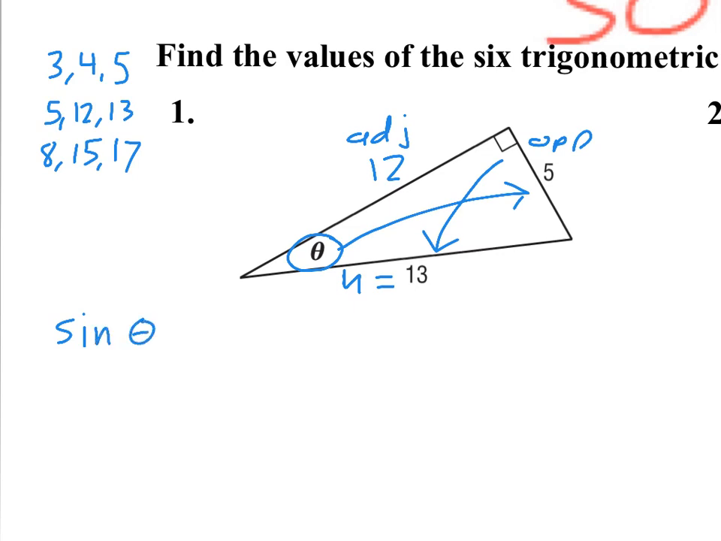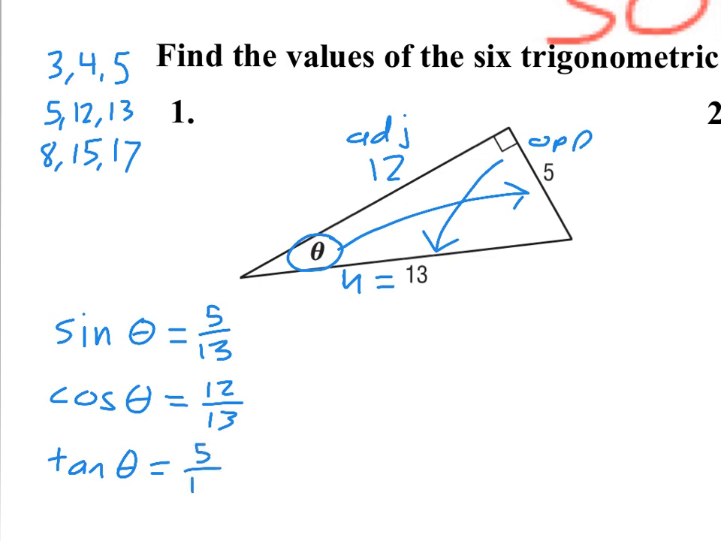Right, we start with sine of theta, that is opposite over hypotenuse. Cosine theta is adjacent over hypotenuse. Tangent of theta is opposite over adjacent. And in the future, you'll need to understand that tangent is also sine divided by cosine.